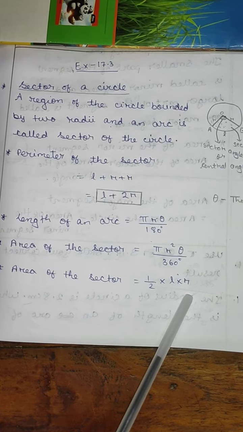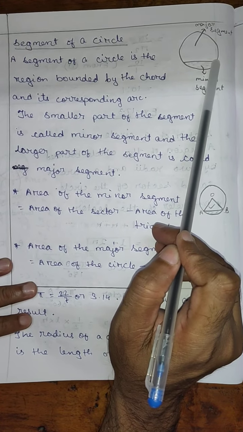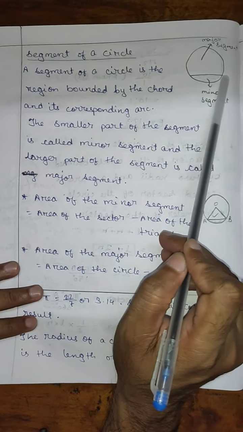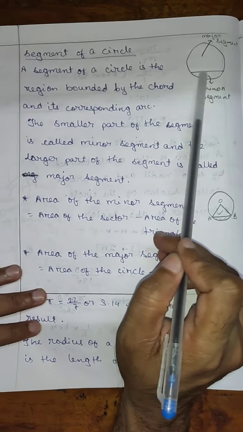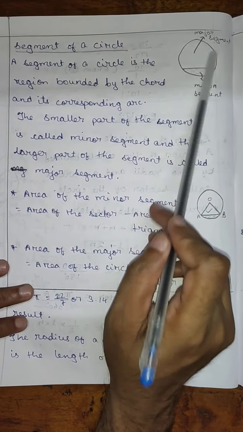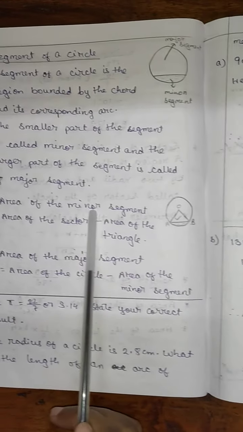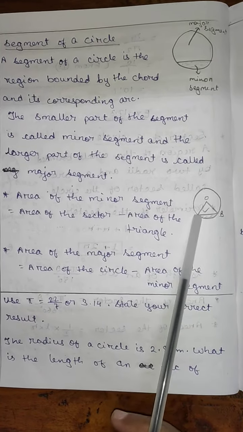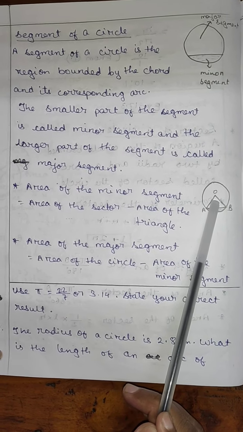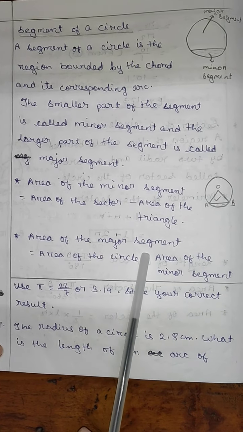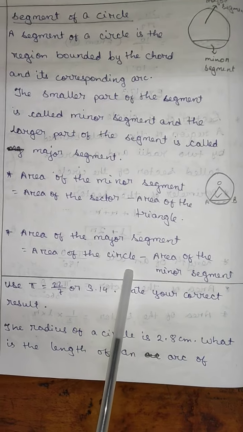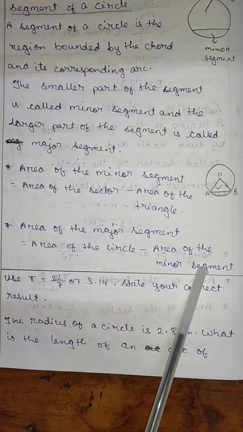Now the next point, regarding the segment of a circle. A segment of a circle is the portion which is bounded by one chord and its corresponding arc. A chord and its corresponding arc give us the segment. The smaller segment is called the minor segment, and the remaining is called the major segment. To calculate the area of the minor segment, the formula is area of the sector minus area of the triangle. To calculate the area of the major segment, the formula is area of the circle minus area of the minor segment.